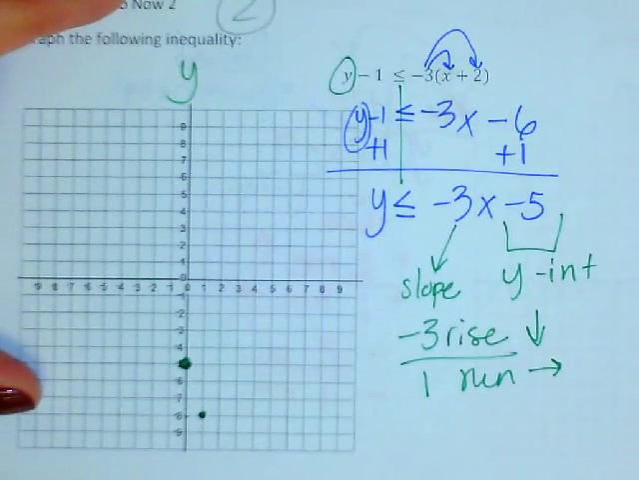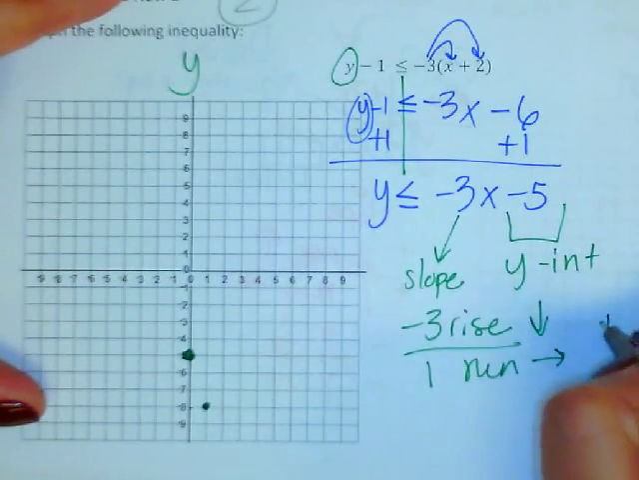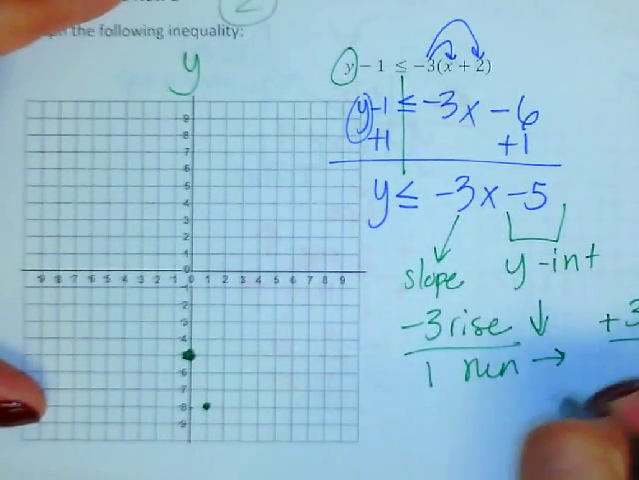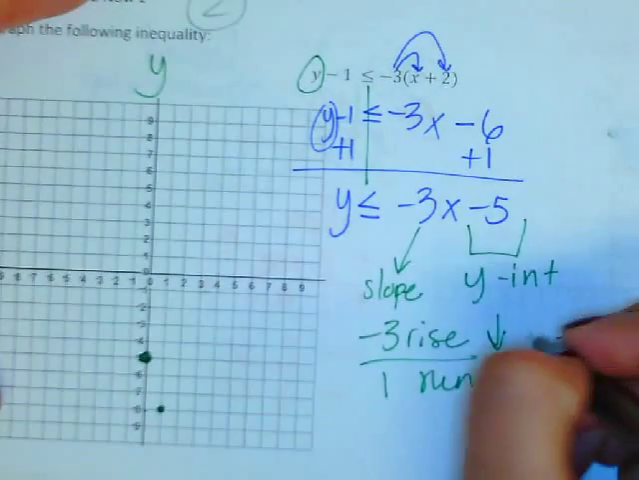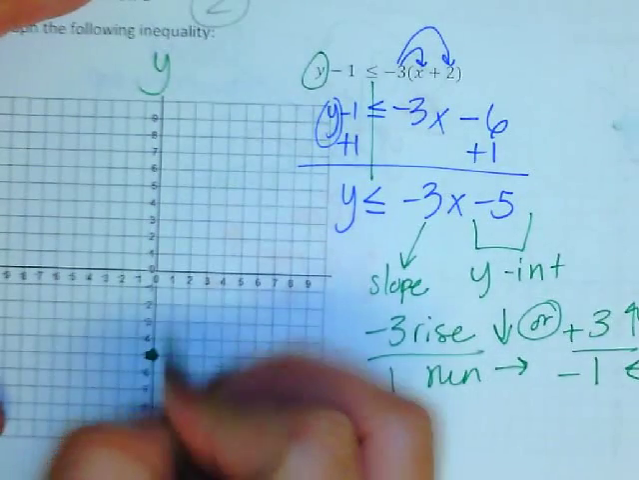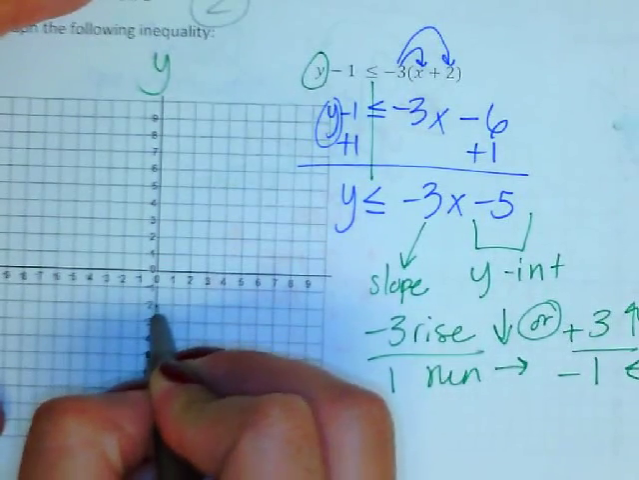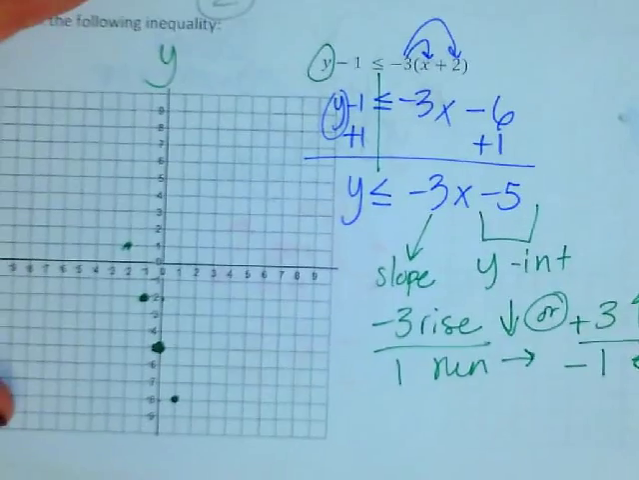Remember how I told you in the last one, you can reverse it. So you can also reverse by doing positive 3, going up 3 and going to the left 1. So all the time that you graph these points, you can also reverse the action. So up 3 and to the left 1 would give me that line as well.